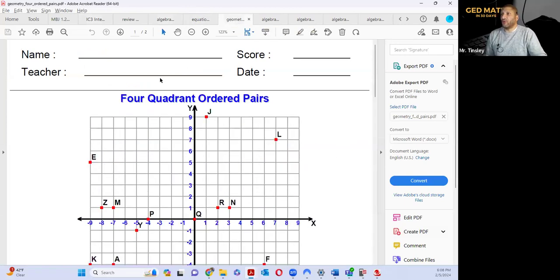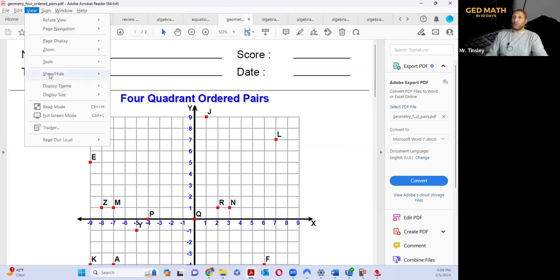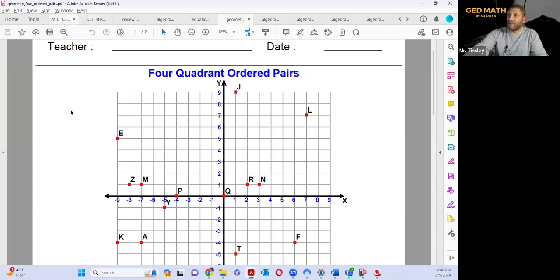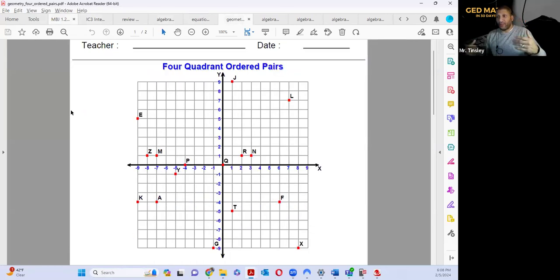So let's start first of all with the basics. Let's go with the coordinate plane first. Let's make sure we all know how to identify a point on the coordinate plane.